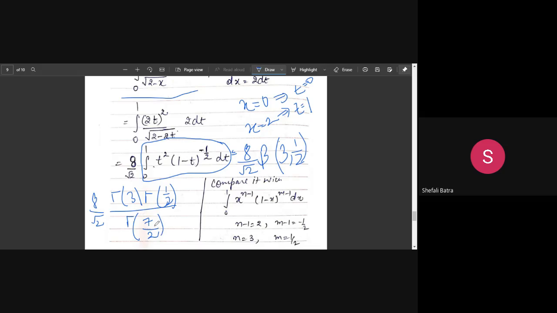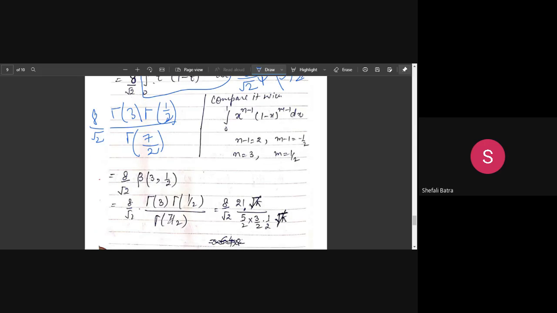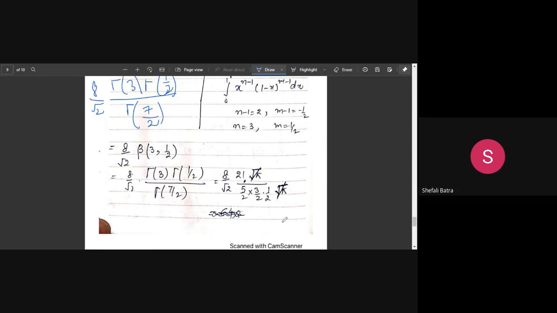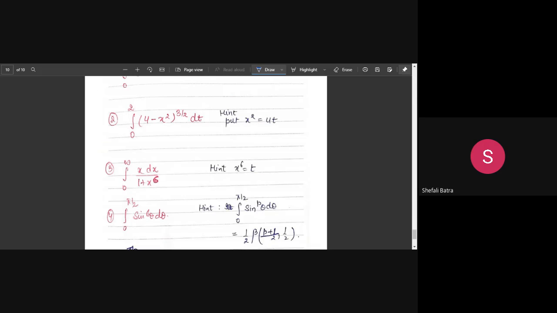Right? And then you will apply the reduction formula over here. Gamma 7 by 2 can be written as 5 by 2 into 3 by 2 into 1 by 2 into gamma half, that is root pi. Right? So 8 by under root 2, gamma 3 is 2 factorial, gamma half is root pi, gamma 7 by 2 is 5 by 2 into 3 by 2 into 1 by 2 into gamma half, that is root pi. And you will simplify it. Right? And these are homework for you. You will be trying these questions. If you're having any doubt, then we'll be discussing it tomorrow.